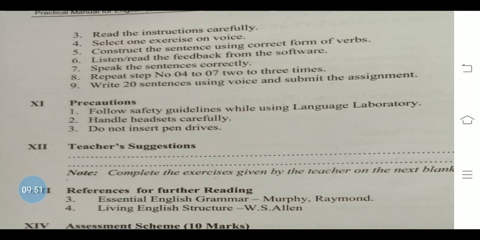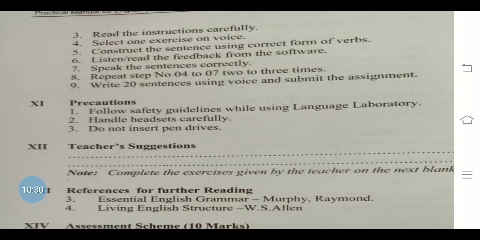Okay, you should open the software, log in to your account, read the instructions carefully, follow the exercise regarding voices. Construct the sentence using appropriate form of verbs. Listen, read the feedback which is given by the software. Speak the sentence correctly. Repeat the statements. Speak and listen carefully, and write 20 sentences using voice, active voice and passive voice, and submit this assignment. Okay, this is the procedure, these are the steps we just follow during this practical.